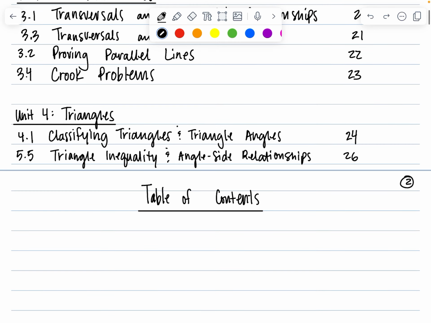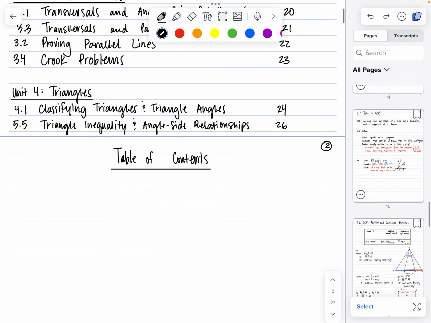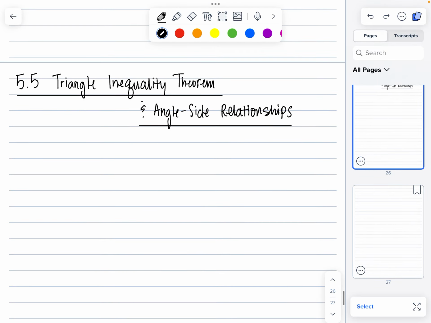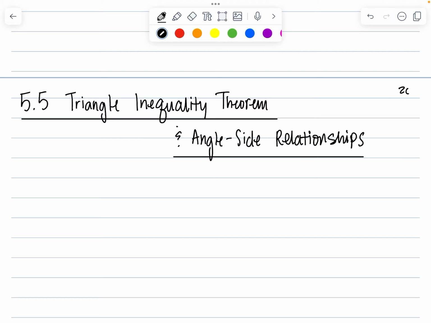Hopefully you can grab this title. Let's jump to the actual page. This is my page 26. Put this in the top right corner. And it's a really long title. And here we go. So get this settled down.